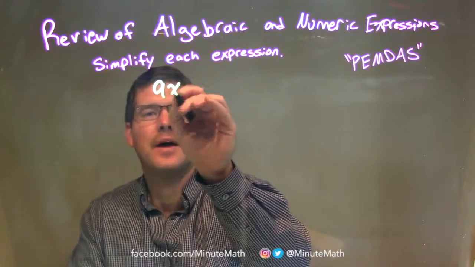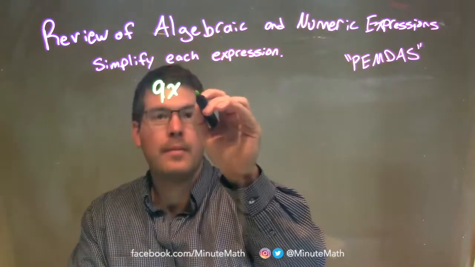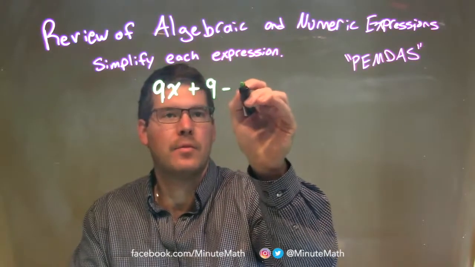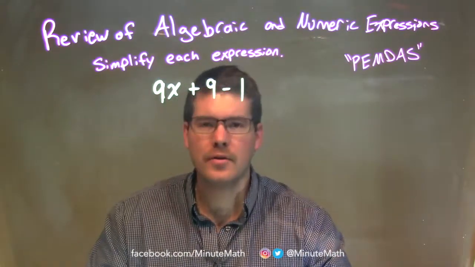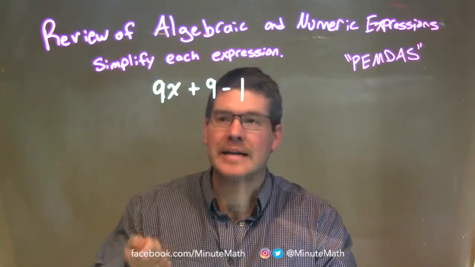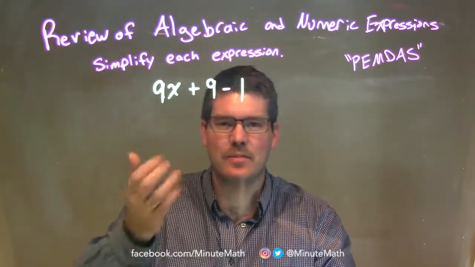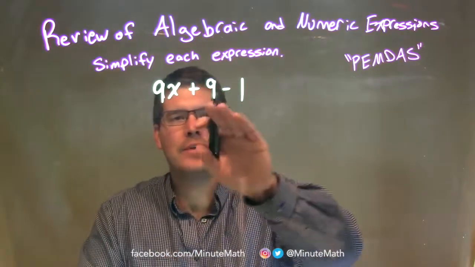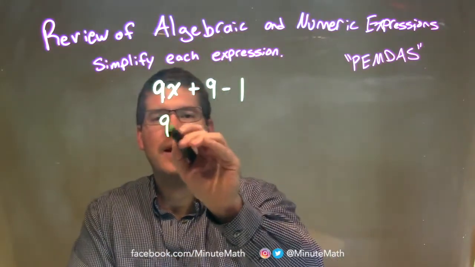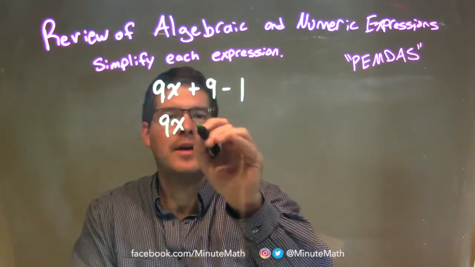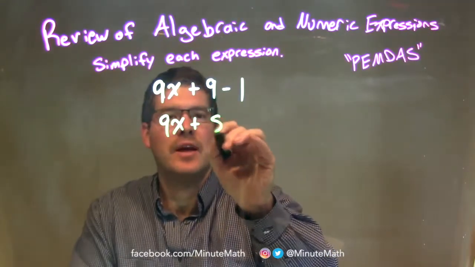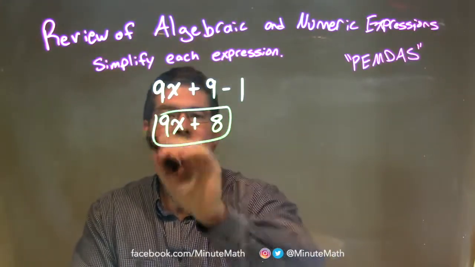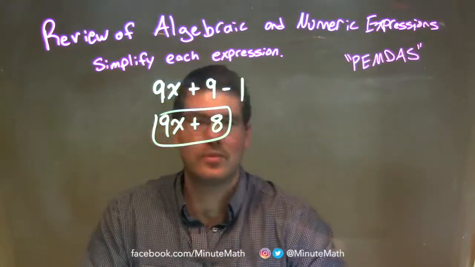Nine x plus 9 minus 1. Well, what we want to do is combine our terms. I only see 9x by itself. There's only one variable, so I don't really worry about that. Now I have my numbers, 9 minus 1. So 9x comes down, and 9 minus 1 we combine together to get a positive 8. And so our final answer here is just pretty simple, 9x plus 8.